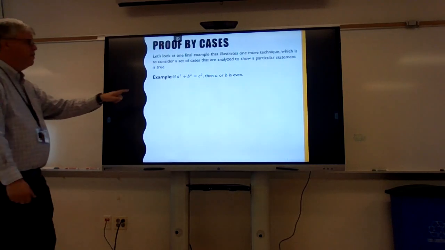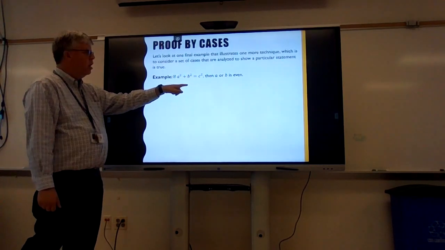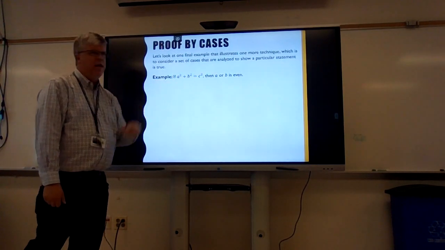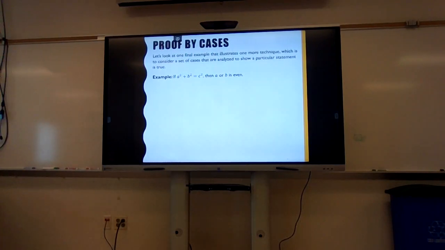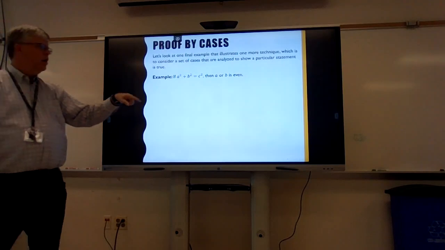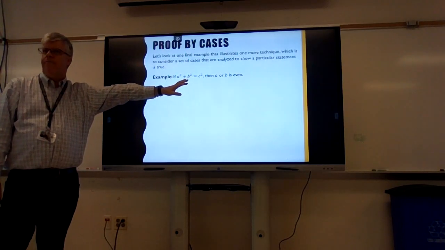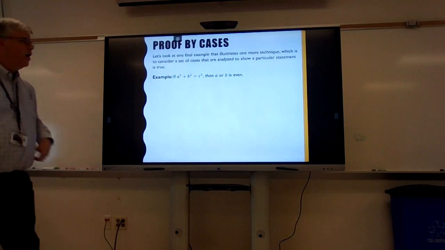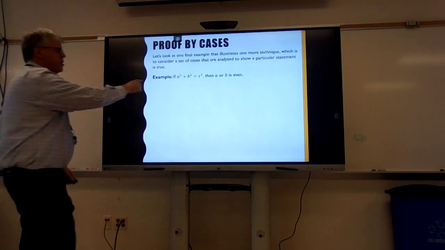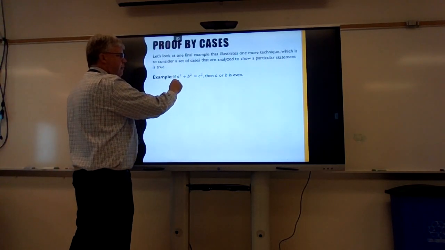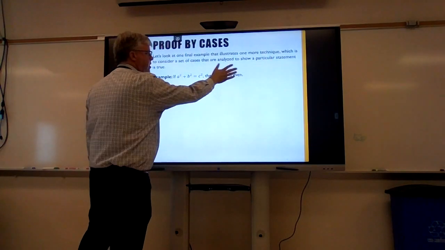So if we have a squared plus b squared equaling c squared, then the claim is a or b is even. Now let's talk about that for a second. The conclusion is an or statement. The math interpretation of or is inclusive, not exclusive. Do you know what I'm referring to there? So if I say a or b is even, if they're both even, is that part of that statement or not? Yes. Okay. So if I have a situation a, b, and c, and it turns out that both a and b are even, that's included in here.